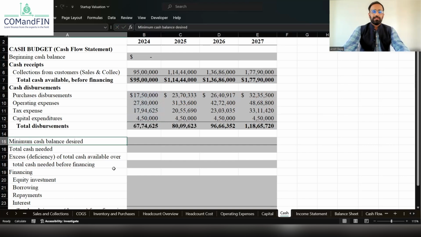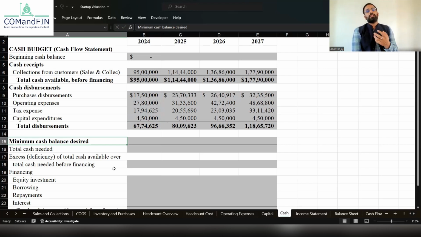Now here you have to understand this is the new concept, that is minimum cash balance desired. Right? Minimum cash balance desired. Now, every company keeps some minimum cash with them every time. We have discussed about the ending desired inventory, right? We have discussed about the closing inventory. So what does the company do?